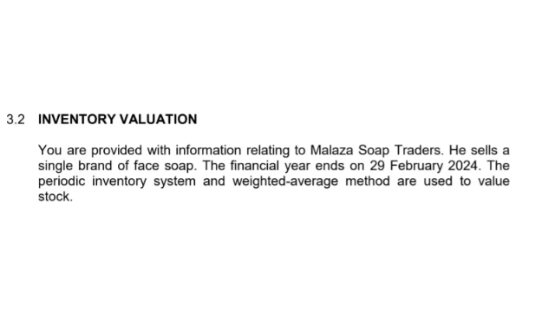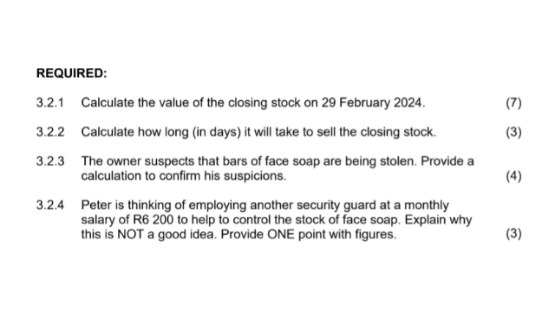And then in 3.2 it says you are provided with information related to Malaza Soap Traders. He sells a single brand of face soap. The financial year ends on 29 February 2024. The periodic inventory system and the weighted average method are used to value the stock. Like I said, you will find the periodic inventory system, meaning the one that records only at the end. So in 3.2.1 they say calculate the value of closing stock on 29 February 2024.